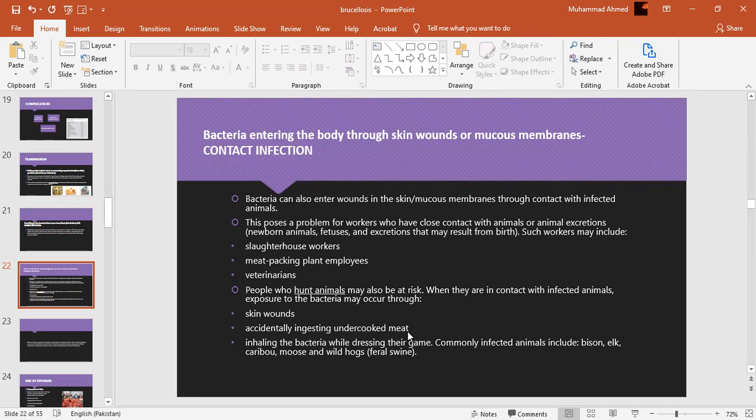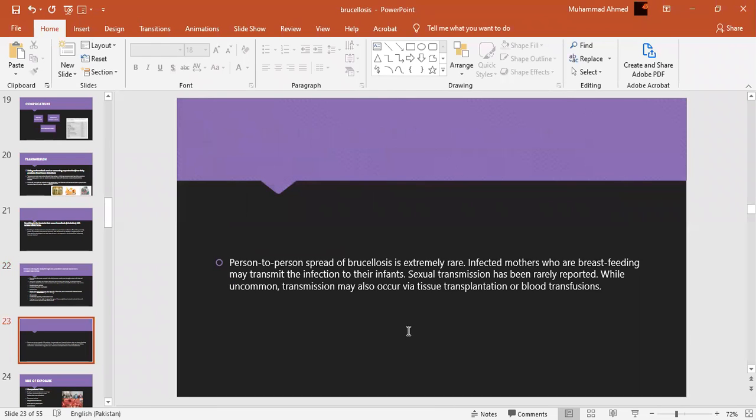Those workers include slaughterhouse workers, meat packing plant employees, and veterinarians. People who hunt animals may also be at risk. When they come in contact with infected animals, exposure to the bacteria may occur through skin wounds, accidentally ingesting undercooked meat, or inhaling the bacteria while dressing their game. Commonly infected animals include bison, elk, caribou, moose, and wild hogs.